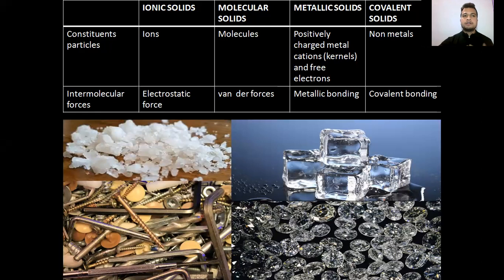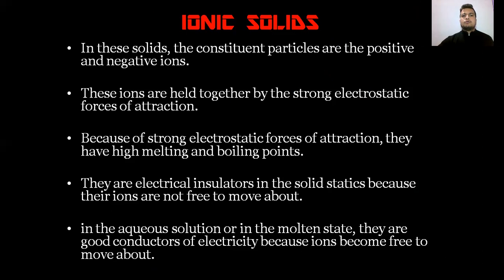So let us discuss all these different kinds of solids one by one. First, let us start with the ionic solid. So what is an ionic solid? By the name itself, in this solid the constituent particles are positively and negatively charged ions, cations and anions. These ions are held together by a strong electrostatic force of attraction. Negative and positive ions will attract each other by a strong electrostatic force of attraction.